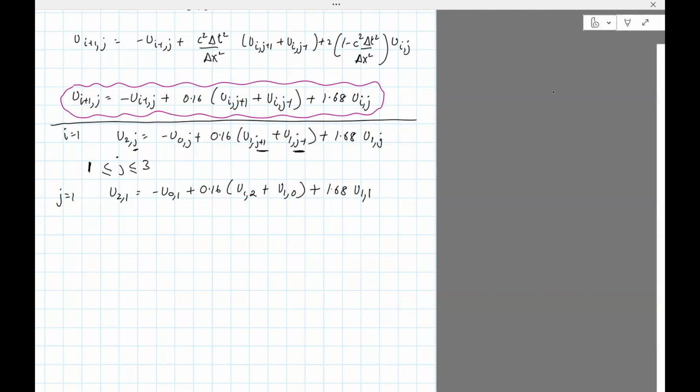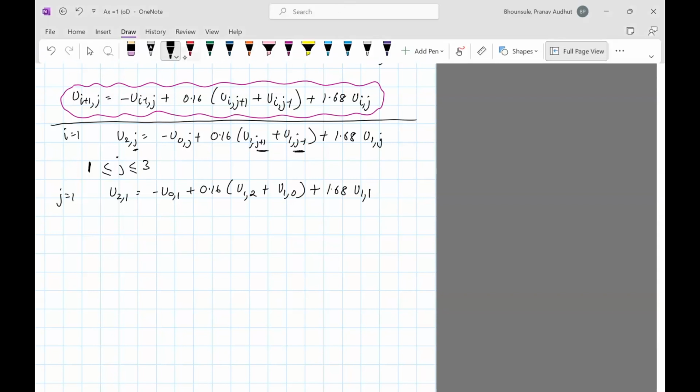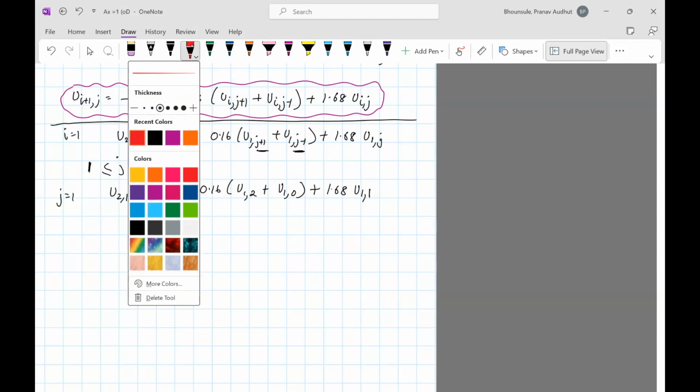Okay, now we make substitutions. We need to figure out what these values are. Some of them, all of them actually, you'll be able to figure out. So let's do that.